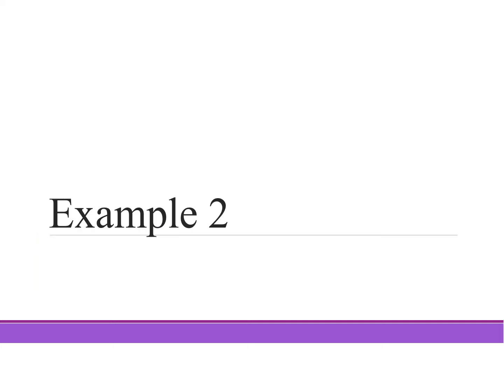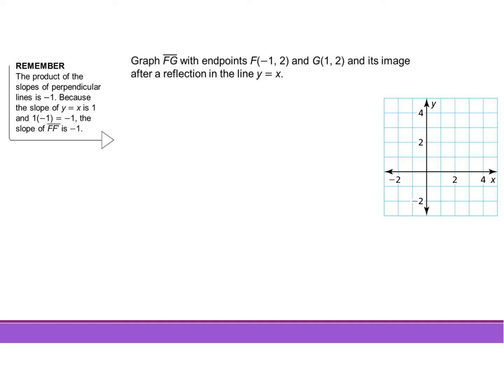Now let's take a look at example 2. Example 2 says, graph the line segment FG with endpoints given at F and G and its image after reflection over the line y equals x. So the first thing I'm going to do is draw my line of reflection and plot those 2 points. So here you can see my line of reflection is y equals x, which goes up at a positive slope. I've plotted my points F and G, and now I'm going to have to reflect them over that line.